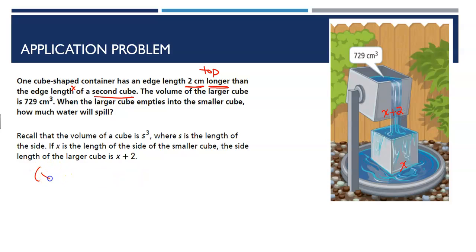So (x + 2) cubed is 729 centimeters cubed. How would I solve for x? Well, I could just take the cube root of both sides. And then x + 2, I'd probably put in my calculator 729 to the 1/3.